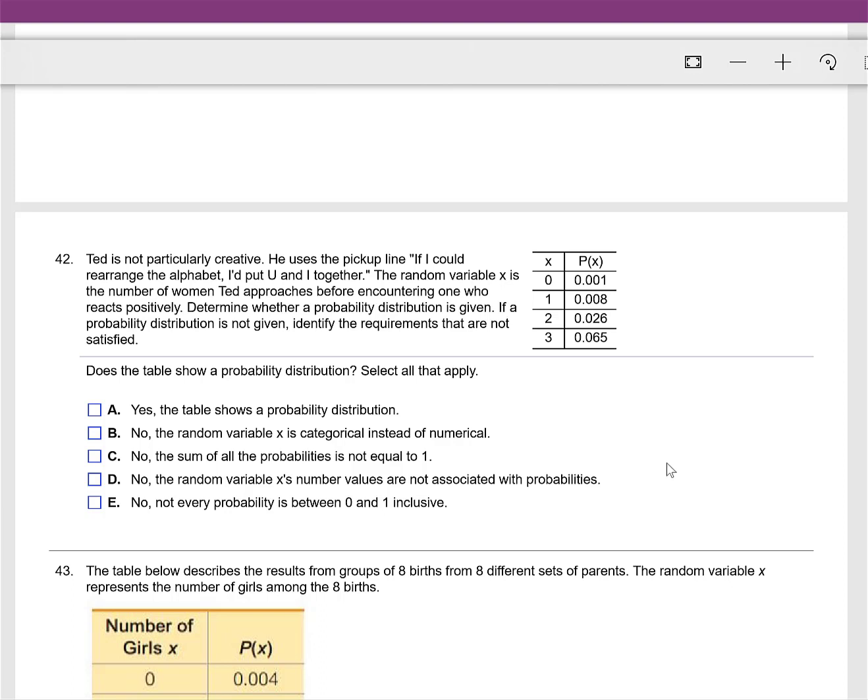Determine whether it is a probability distribution. If it's not, then why? Okay, so let's look at the probabilities here. If it was a probability distribution, they have to all be between 0 and 1, which they are, but the sum of these has to be equal to 1, and it's not. So this is going to be no.